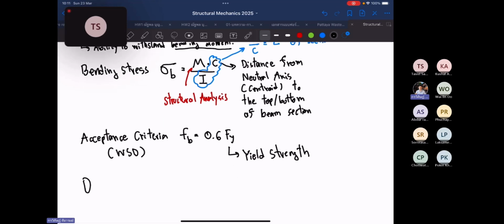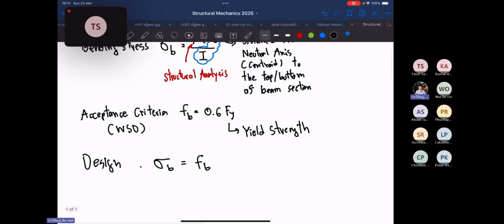Then for design, at the limit state the bending stress is perfectly equal to the acceptable stress like this. But it is so dangerous for us designers to design in such a scenario because we have no room for our safety. So typically we usually design so that this bending stress is lower than the acceptable criteria.